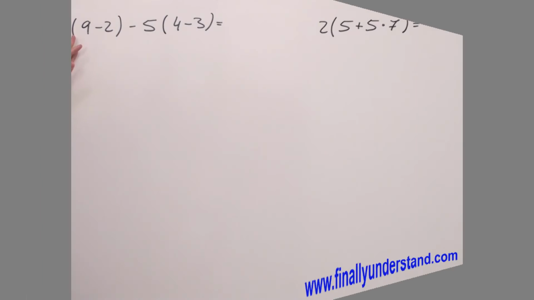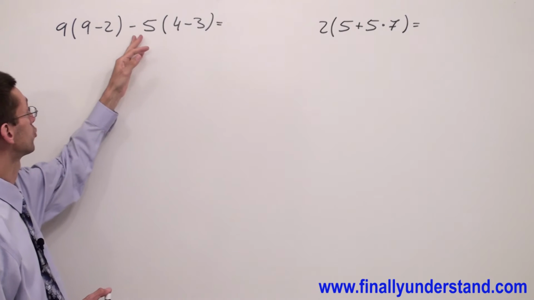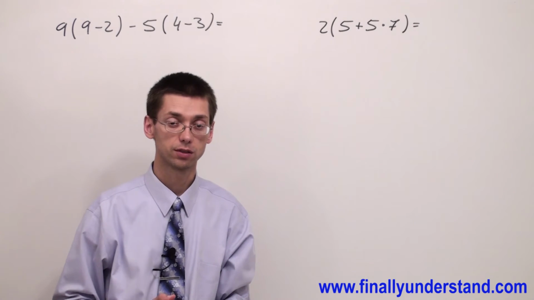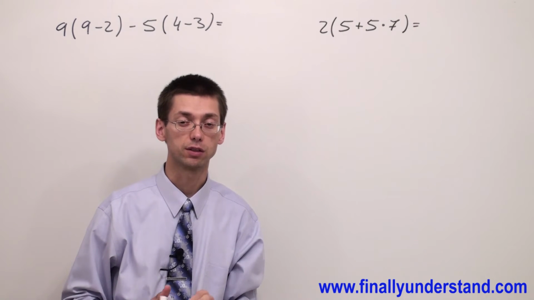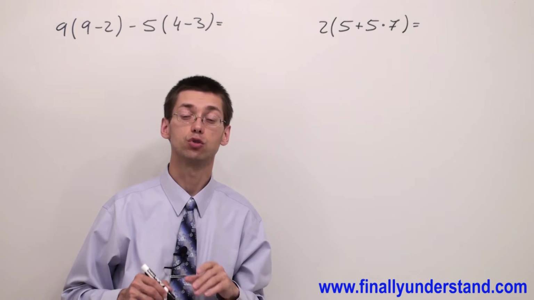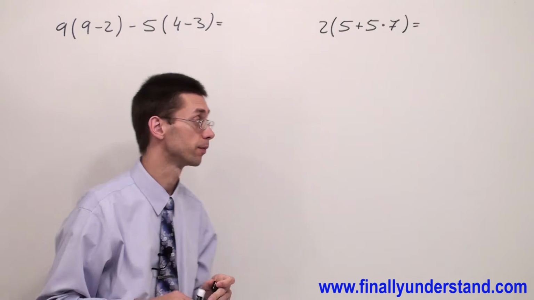In the first problem, we have the following operations. We have multiplication, we have subtraction, multiplication, and subtraction. But two subtractions are inside of the parentheses. No matter what operations we have inside of the parentheses, we're supposed to do them first.